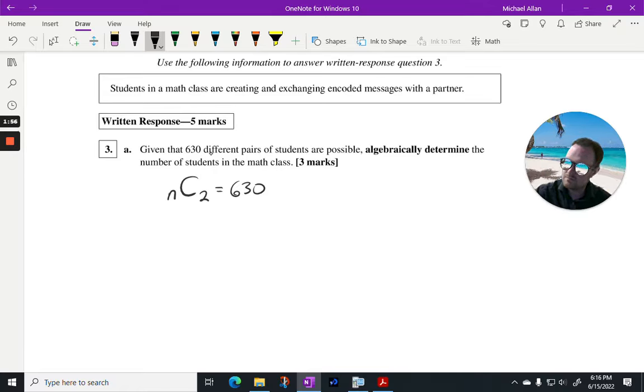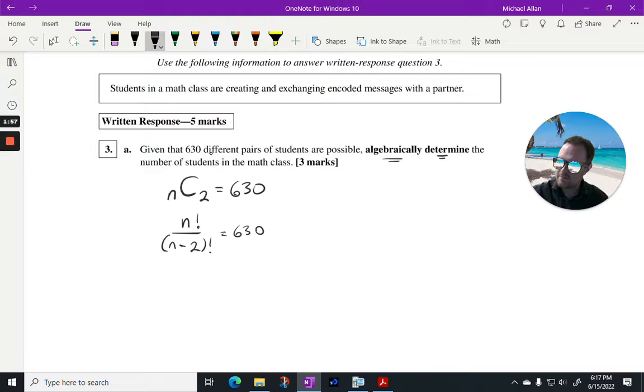So, using our formula, we're going to go n factorial over n minus 2. They're expecting, because it's algebraically determined, they're expecting all the steps. Don't skip anywhere. When you do the expansion, write it out. When you cross something out, cross it off, and then maybe show it again afterwards as a simplified form. Don't skip anywhere. All right?